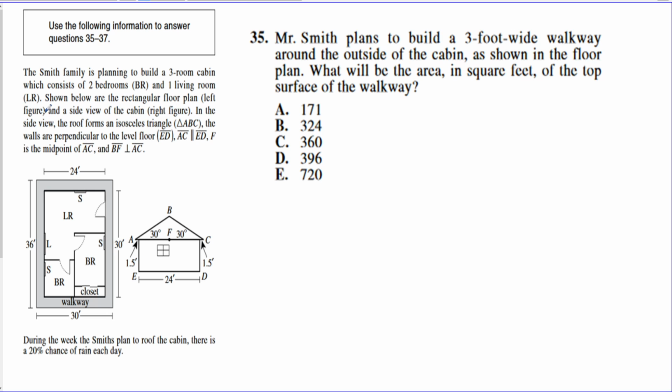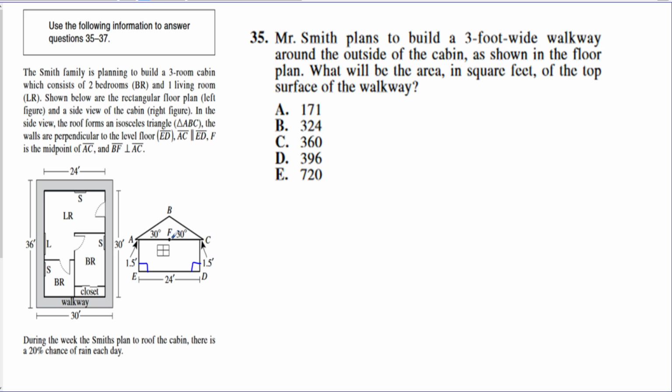Okay, and it's telling us that the side view forms an isosceles triangle ABC. So that's this roof area here. The walls are perpendicular to the floor, so that just means that I have little right angles here. So perpendicular just means lines are at right angles. Okay, and then it says AC, which is this top line, is parallel to ED. So this is just some notation here. So these top and bottom lines are parallel.